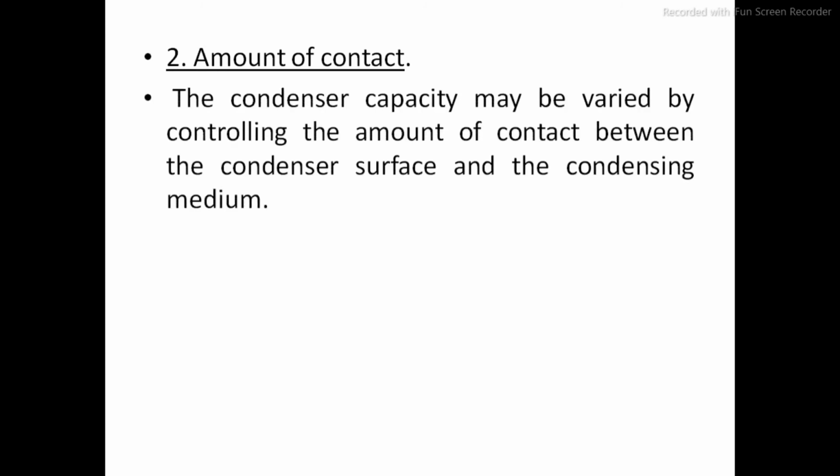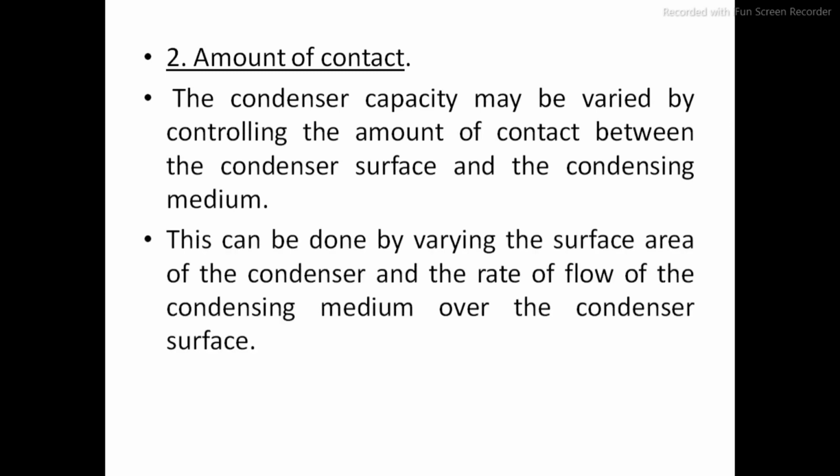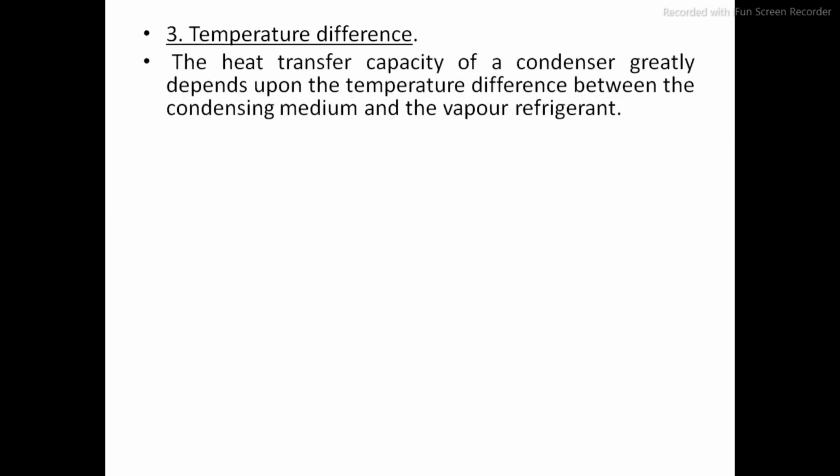Amount of contact. The condenser capacity may be varied by controlling the amount of contact between the condenser surface and the condensing medium. This can be done by varying the surface area of the condenser and the rate of flow of the condensing medium over the condensing surface.